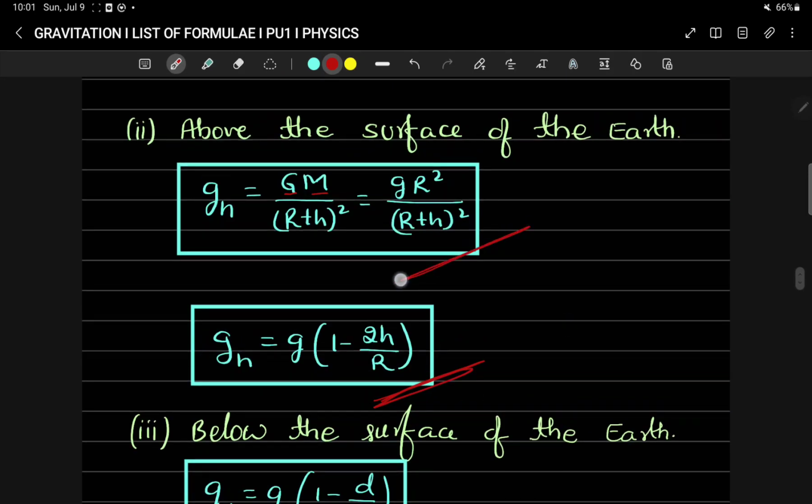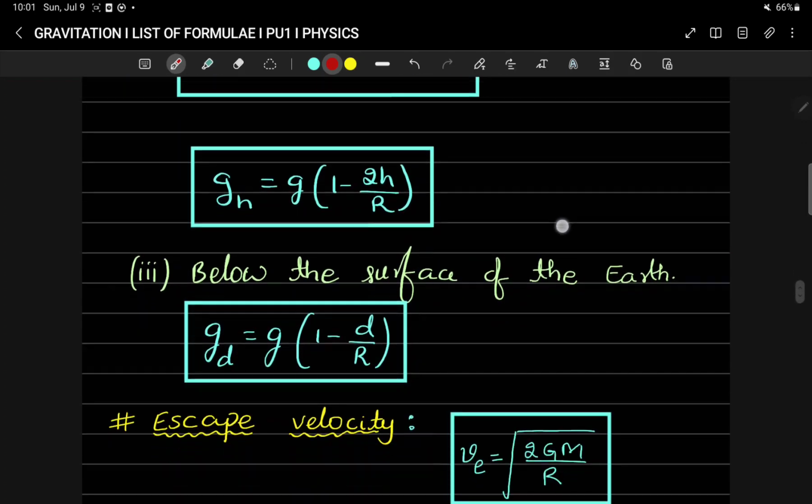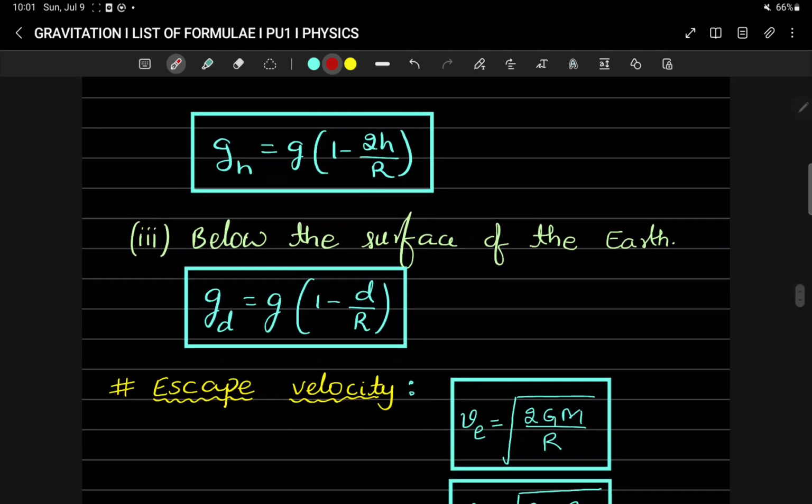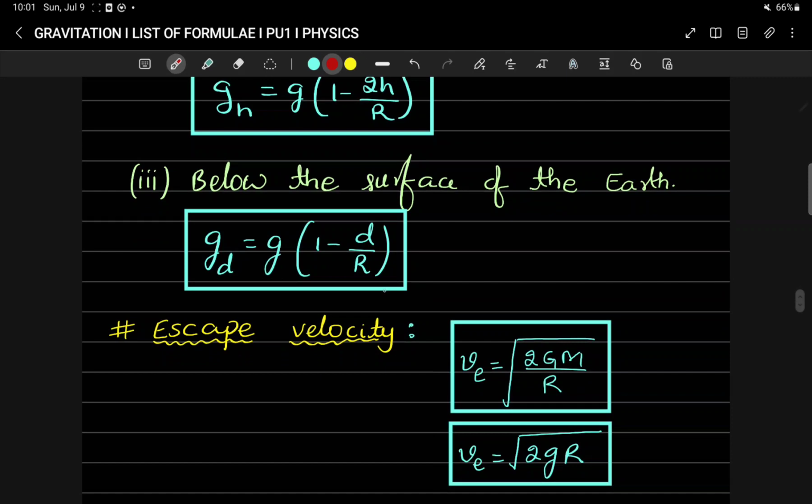So you will have to remember both the formulae, because you may expect questions in the KCET examination on both the formulae, as well as in board examinations also. Then below the surface of the earth, for example in a mine or a well, at a depth, the acceleration due to gravity is given by small g_d is equal to g into (1 minus d by R).